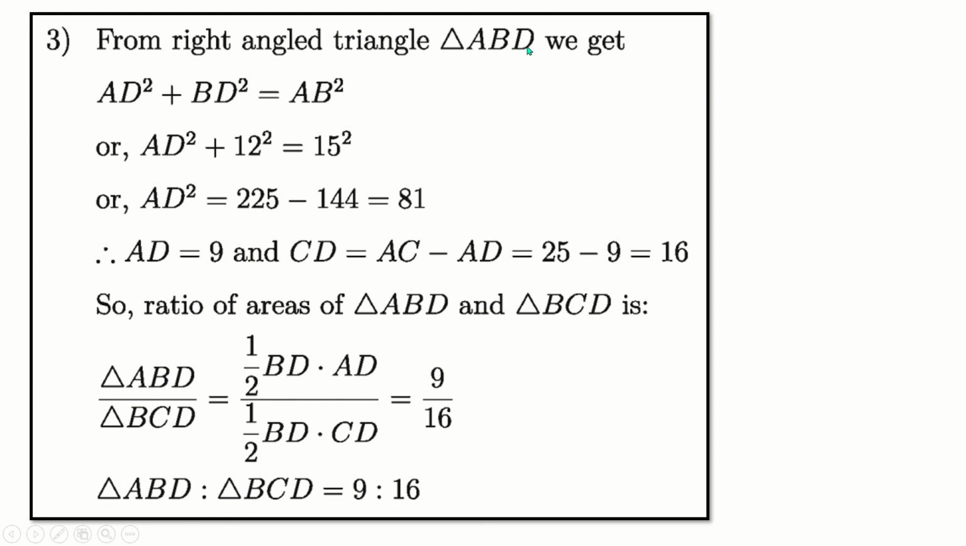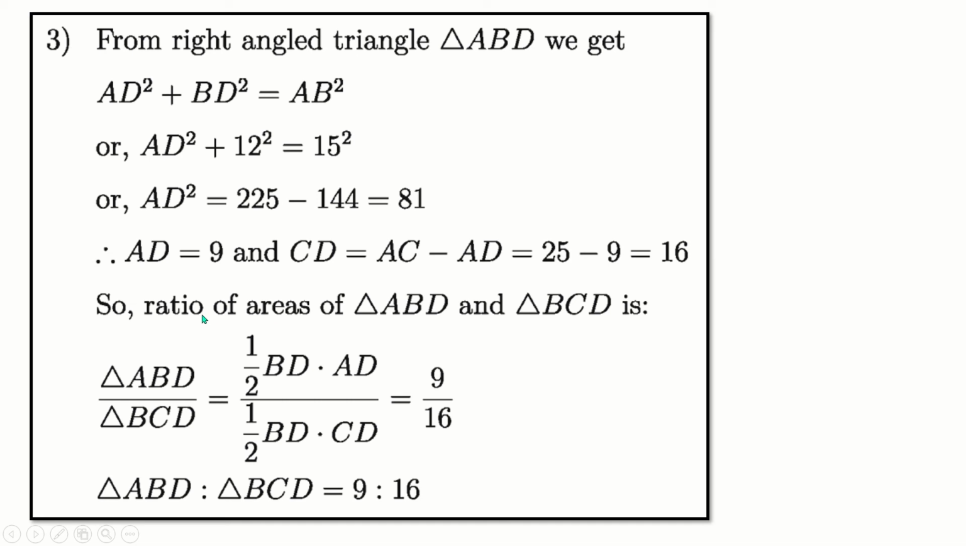From right angle triangle ABD we get AD square plus BD square is equal to AB square. From here, BD is equal to 12, we have already got, and AB is equal to 15. As here is square, so here will be square. Therefore AD square is equal to 225 minus 144. This is equal to 81. Therefore AD is equal to 9 and CD is equal to AC minus AD, and this gives us 16.